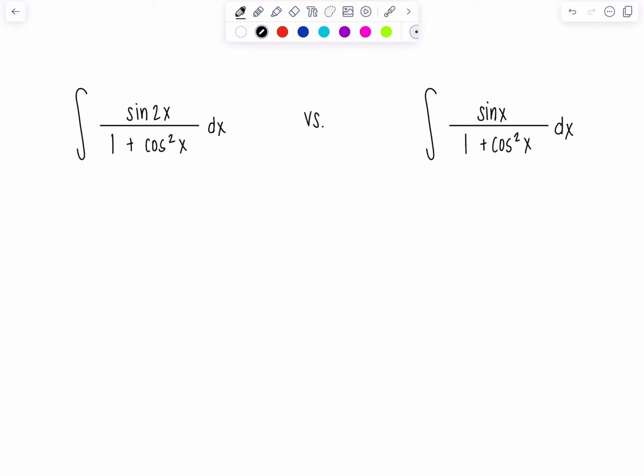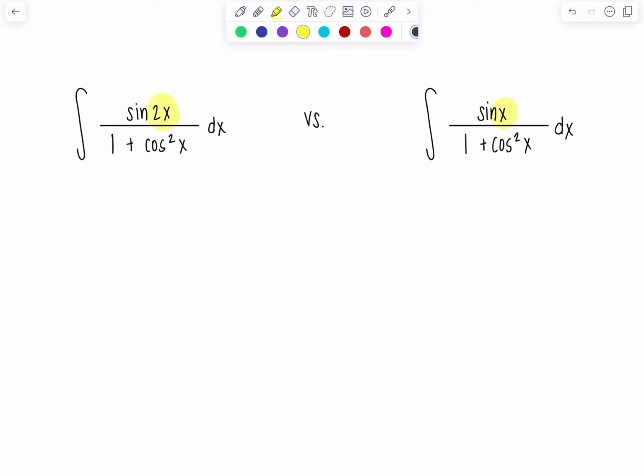Okay? All right, so hopefully you already noticed the big difference from the get-go is the argument in the numerator. In this first integral, we have sine of 2x, and then over here in this second one, we just have sine of x. So that will affect things.